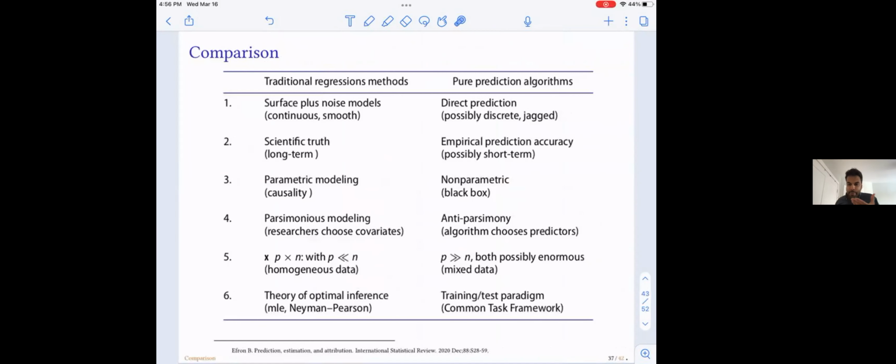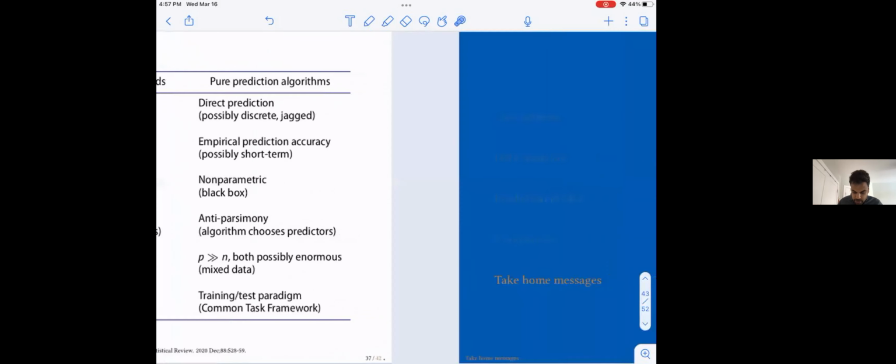So just as a comparison, I just want to again highlight some of the things that I mentioned in the traditional regression methods versus the pure prediction algorithms. So the traditional ones again are surface plus noise, whereas the pure prediction ones are very discrete, so we don't have these smooth surfaces. Another thing to highlight in some of the examples that I just mentioned: regression methods are after the eternal. Like, what is the actual biological truth here that I hope will last forever? Whether it's year 1, year 2, year 3, I know smoking causes lung cancer type of thing. So that's for the eternal, whereas prediction accuracy is possibly short term. And yeah, the rest I'll leave for later, in the interest of time.